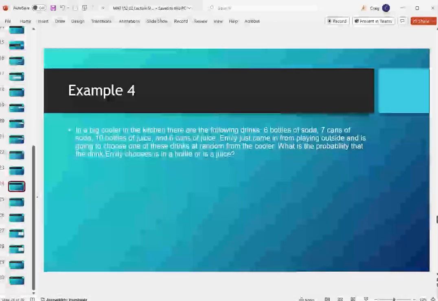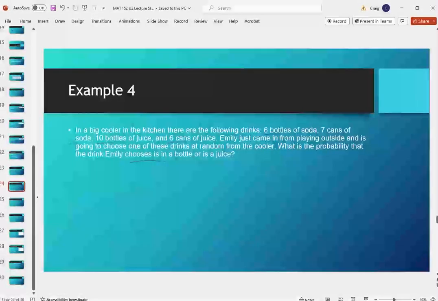In a kitchen, we have the following drinks: 6 bottles of soda, 7 cans, 10 bottles of juice, 6 cans of juice. We're going to randomly choose one of these drinks at random. What's the probability that she chooses a bottle or that it's a juice? Let's say that a bottle is A. Bottle or can is A, that's your choice, and then soda or juice is your other choice. So A or B, those are your two events.